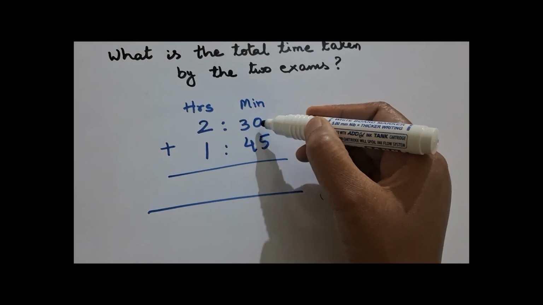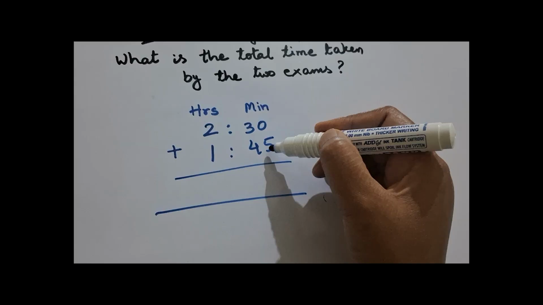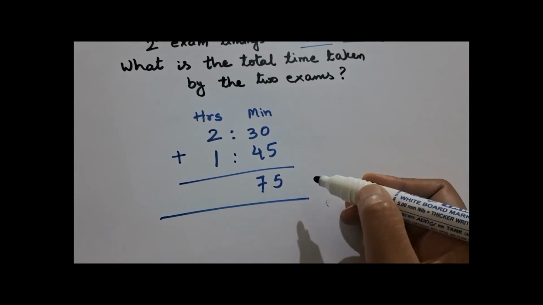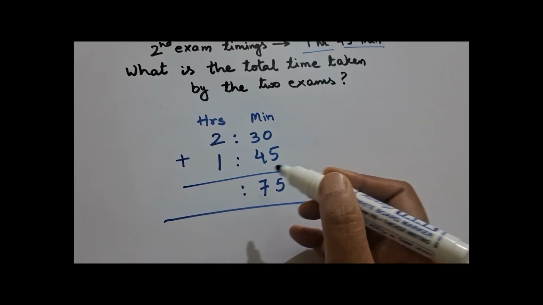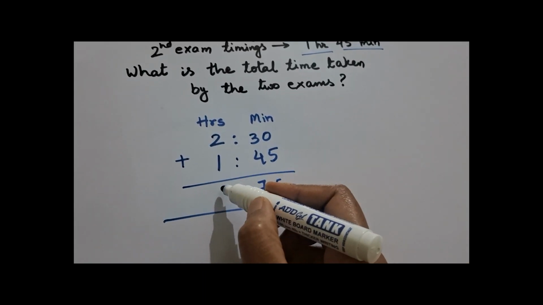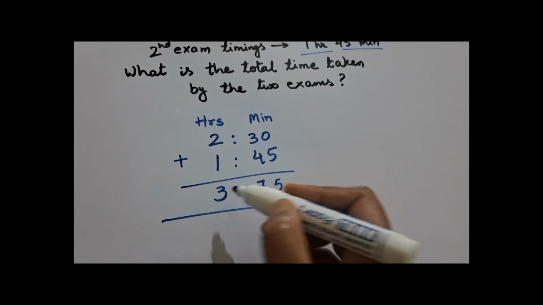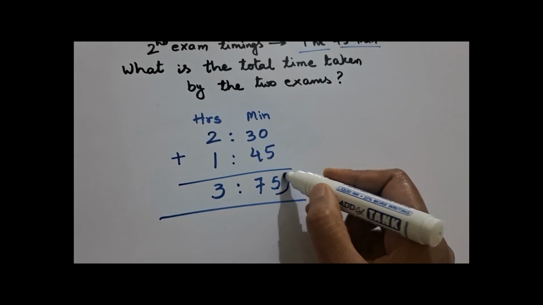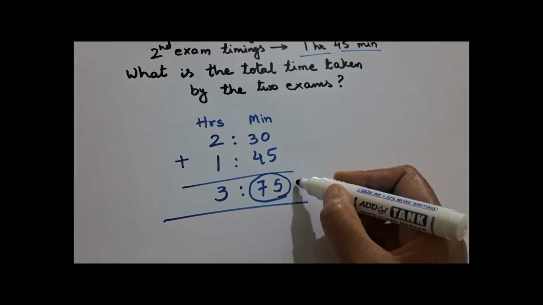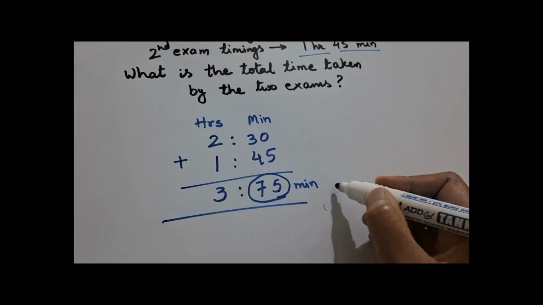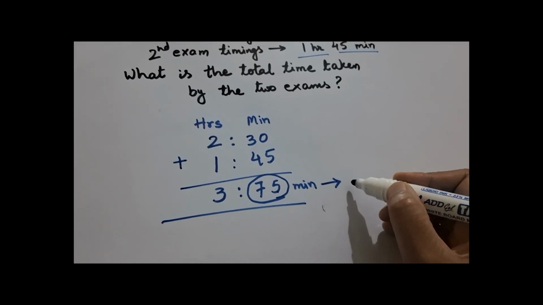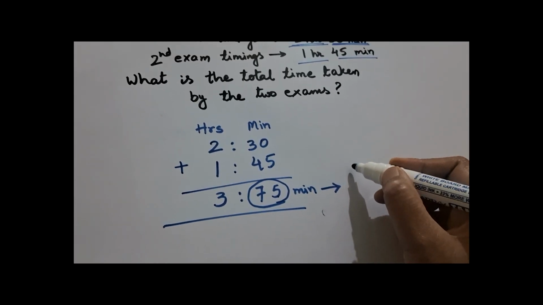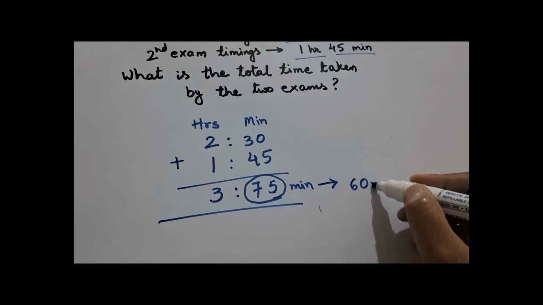Now add these minutes, 30 minutes and 45 minutes. How much? 75 minutes, right? And 2 plus 1, how many hours? 3. 3 hours 75 minutes, right? But here you can observe that this is 75 minutes. But in our clock we don't have 75 minutes. In our clock it is 60 minutes only, isn't it?